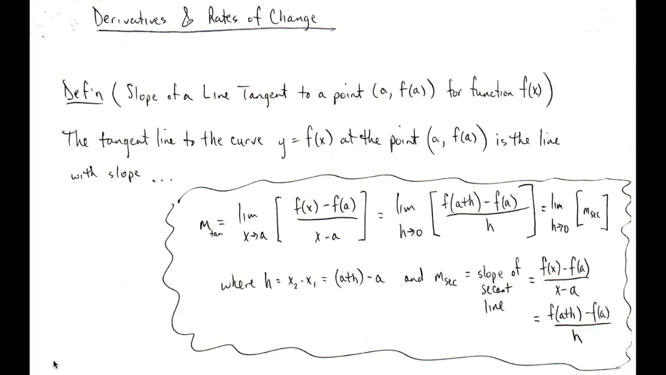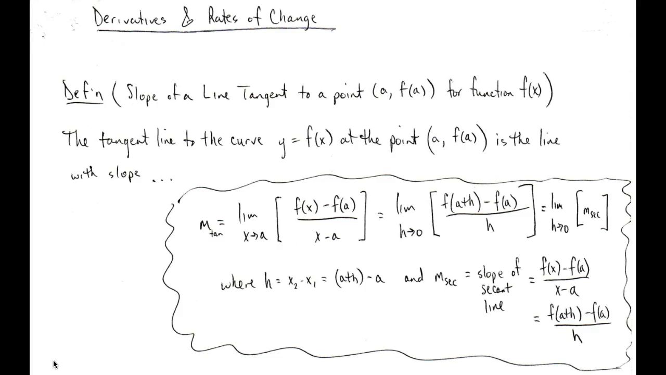This definition says the tangent line to the curve y equals f of x at the point a, f of a is a line with the slope we find by taking the limit of the difference quotient, which is just a fancy way of expressing the slope of a line. And we have all these different ways of expressing it.